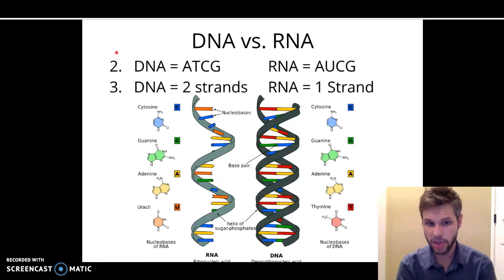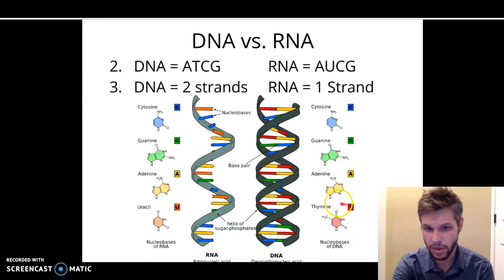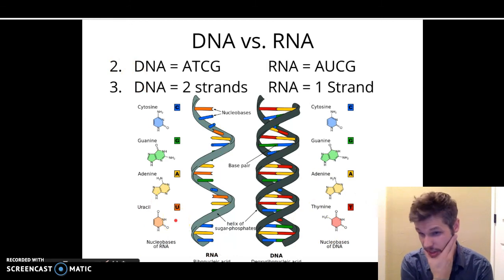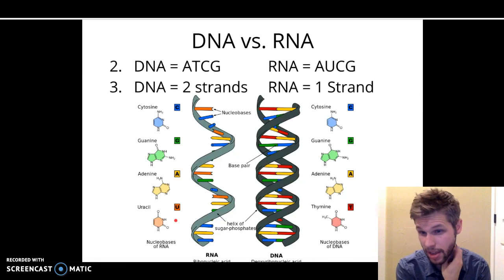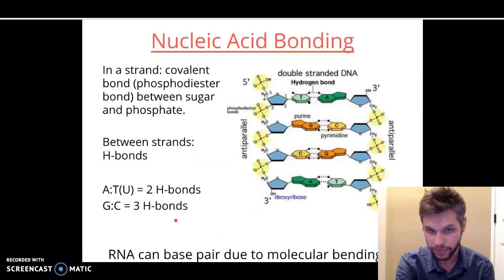DNA uses the nitrogenous bases A, T, C, and G, where RNA uses uracil instead of thymine. As you can see right here, this is thymine for DNA, and here's uracil for the RNA. And then the other obvious part of this is DNA is double-stranded, where RNA is single-stranded, and that comes in handy and leads to some versatility that RNA has that DNA lacks.